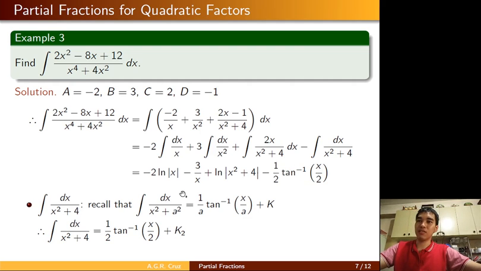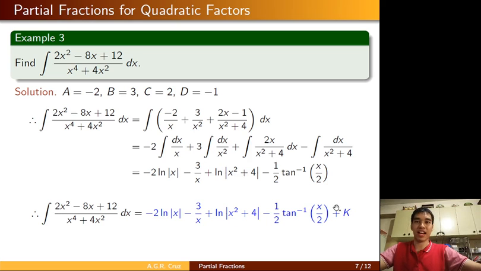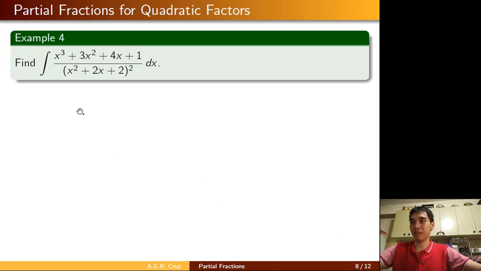And then you're done, no? So your antiderivative is now equal to this entire thing plus an arbitrary constant. And that's it. Okay, next, example number 4.